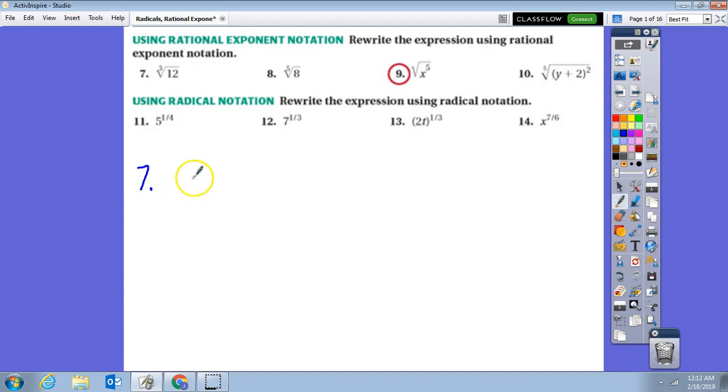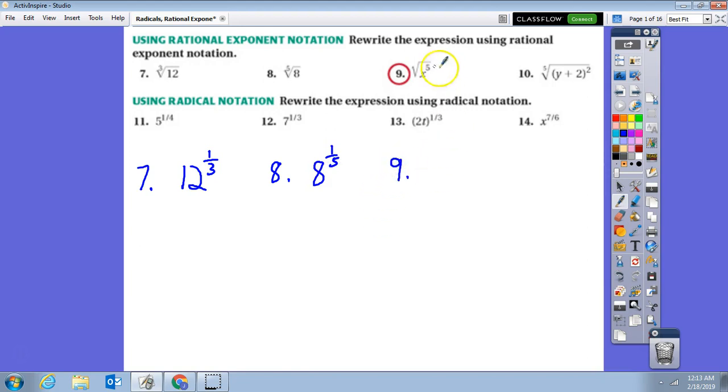So with number 7, you have the cube root of 12. So that is the exact same thing as 12 raised to the 1/3 power. Anytime you have a number raised to the first power and a root that is a cube root, it will be 1/3. The index is the bottom or denominator. The exponent of the number or variable on the inside is the numerator. Number 8, you have the 5th root of 8, so that would be 8 to the 1/5 power.